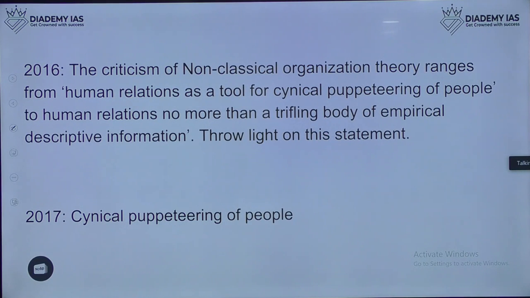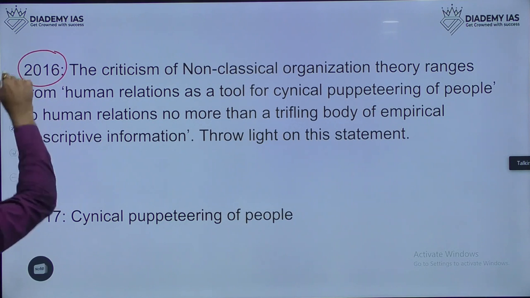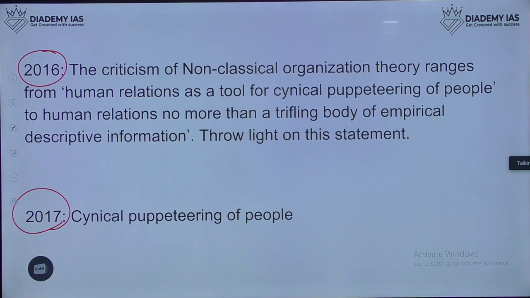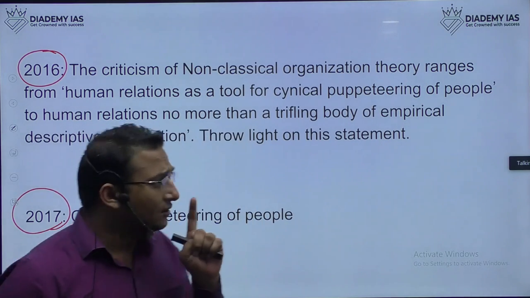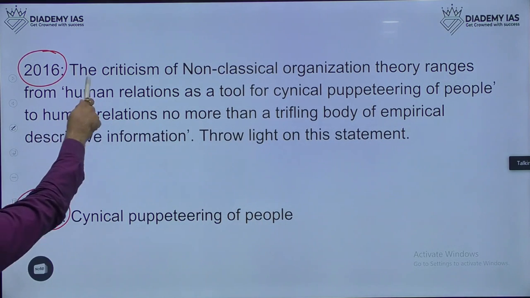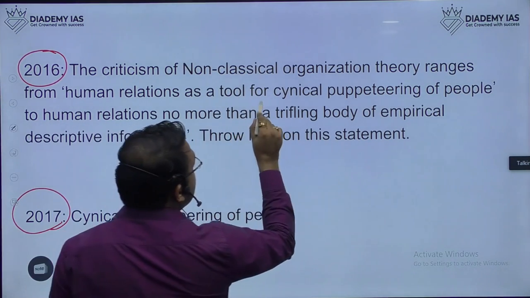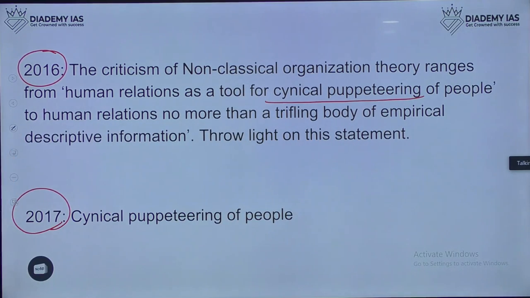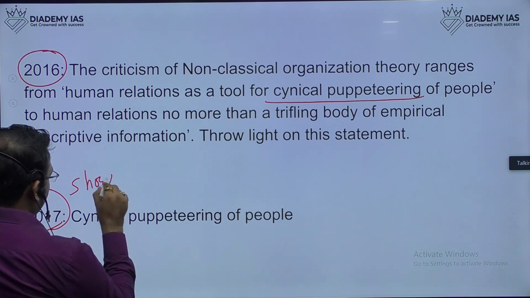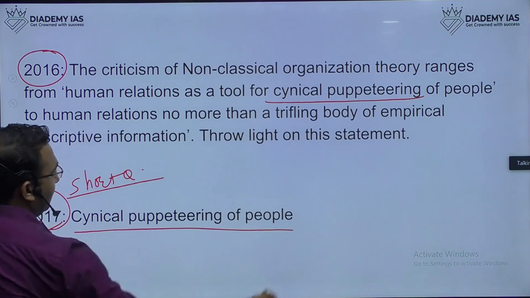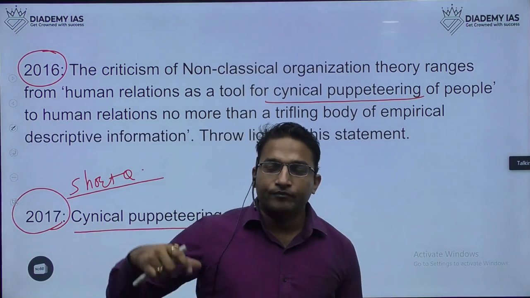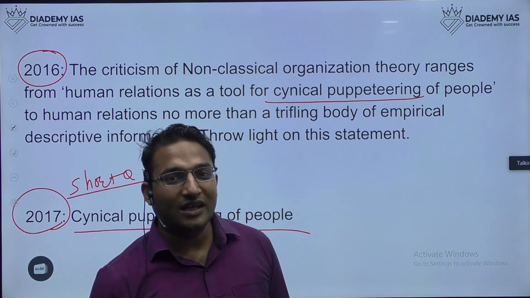Now, I was telling you that they will repeat the question next year also. So you can see 2016 and 2017. In 2016, they asked a long question. The criticism of non-classical organization theory arises from the human relations as a tool of cynical puppeteering of the people, to human relations, no more than a trifling body of empirical descriptive information. Throw light on this statement, okay? In 2017, they asked a short question, 10 marker, cynical puppeteering of the people. So they are repeating the theme in the immediate next year.